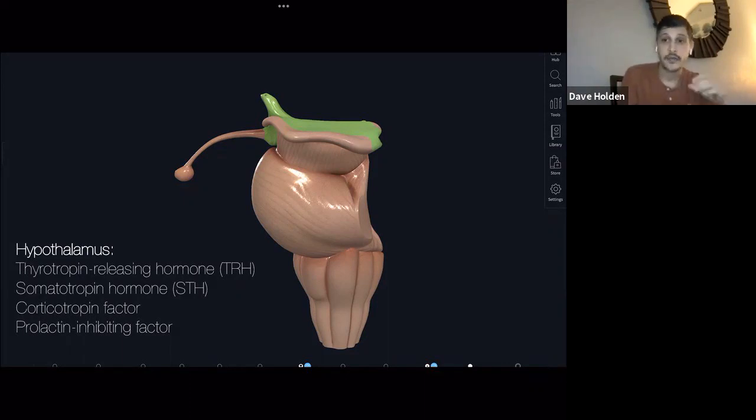We also have endocrine functions here. We're also producing hormones. So some of the ones of note here are the thyrotropin stimulating hormone, which produces changes in the thyroid. The somatotropin hormone, which creates changes to the body overall. Corticotropin factor, which is produced or released in response to cortisol, the stress hormone. And prolactin inhibiting factor, which starts to stop the production of breast milk. So if one chemical is going to turn it on, another chemical is going to turn it off.